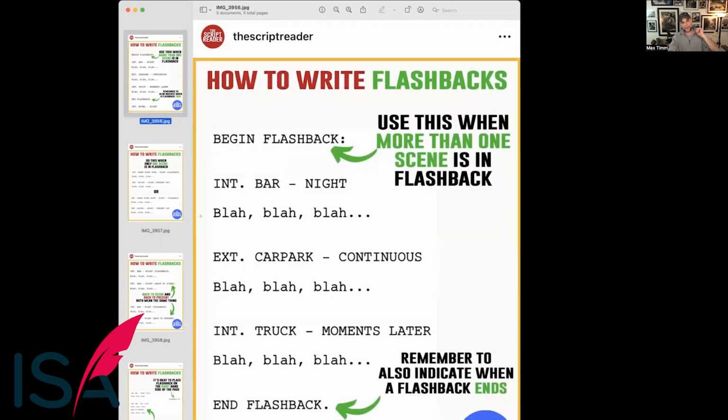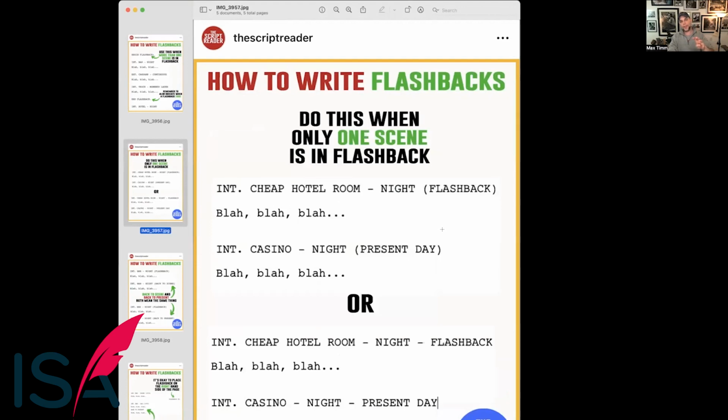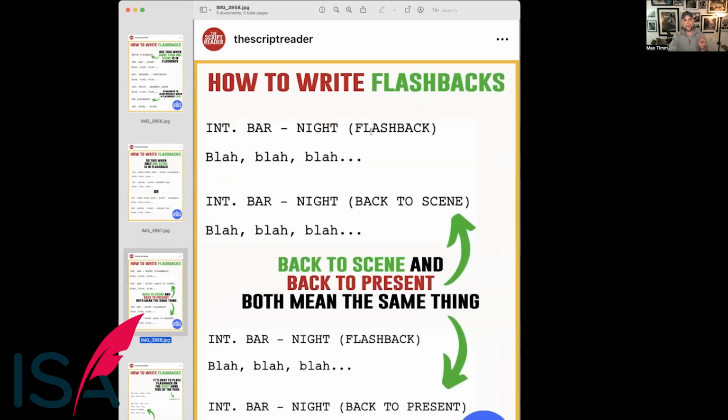Begin flashback, end flashback. I think this person is saying you could also do this. You know, I would argue that anyway. There are options, but again, as long as it's uniform and you're doing it the same way. Another example, interior bar night flashback, back to scene and back to present both mean the same thing. So you could do that if you want.